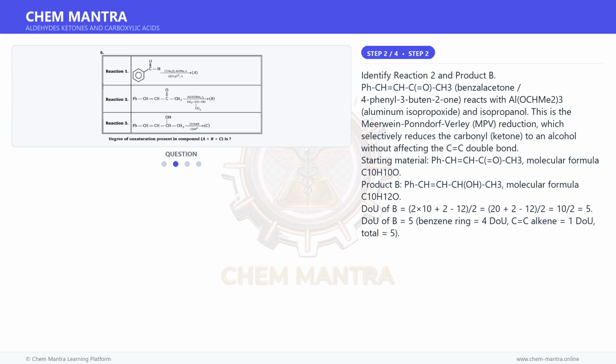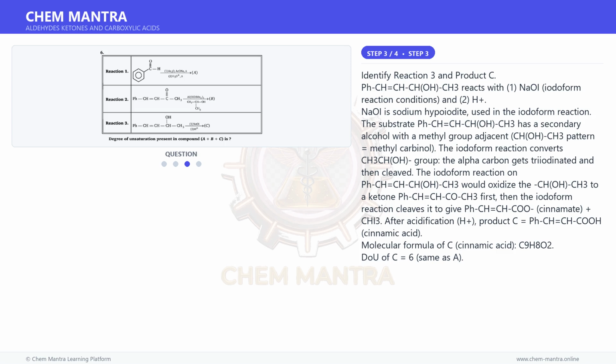Starting material, PhCH=CHC(=O)CH3, molecular formula C10H10O. Product B, PhCH=CHCH(OH)CH3, molecular formula C10H12O. DU of B is equal to (2 times 10 plus 2 minus 12) divided by 2, which is 20 plus 2 minus 12, divided by 2, equals 10 divided by 2, equals 5. DU of B is equal to 5: the benzene ring is 4 DU, C=C alkene is 1 DU, total is 5.